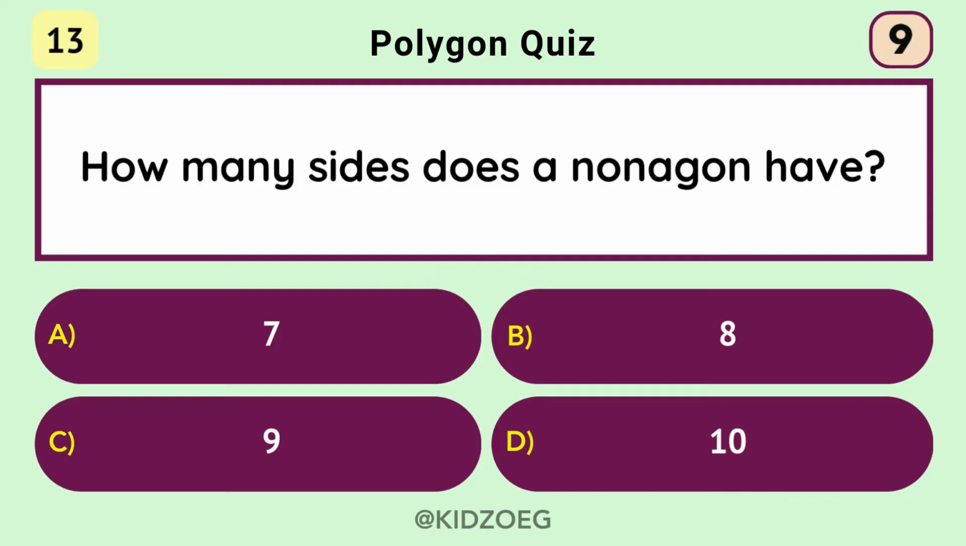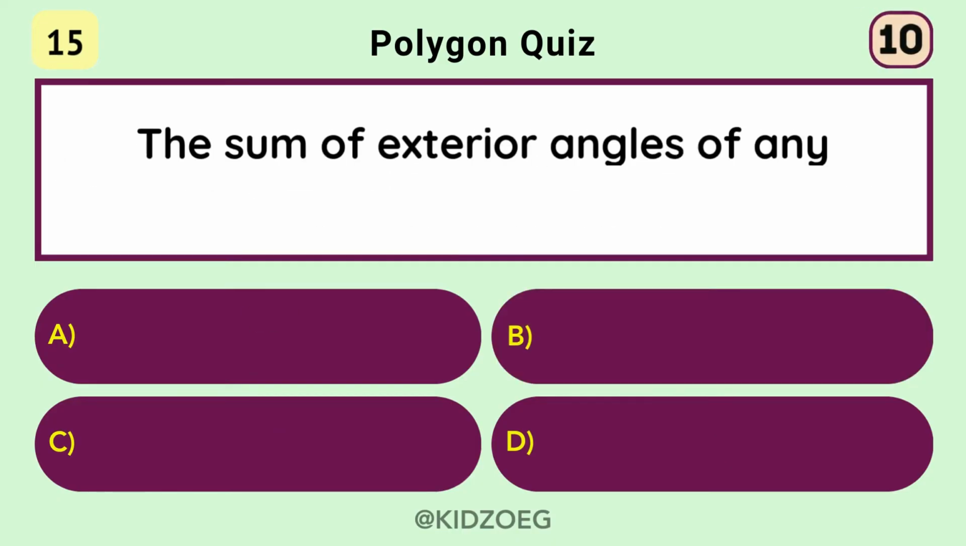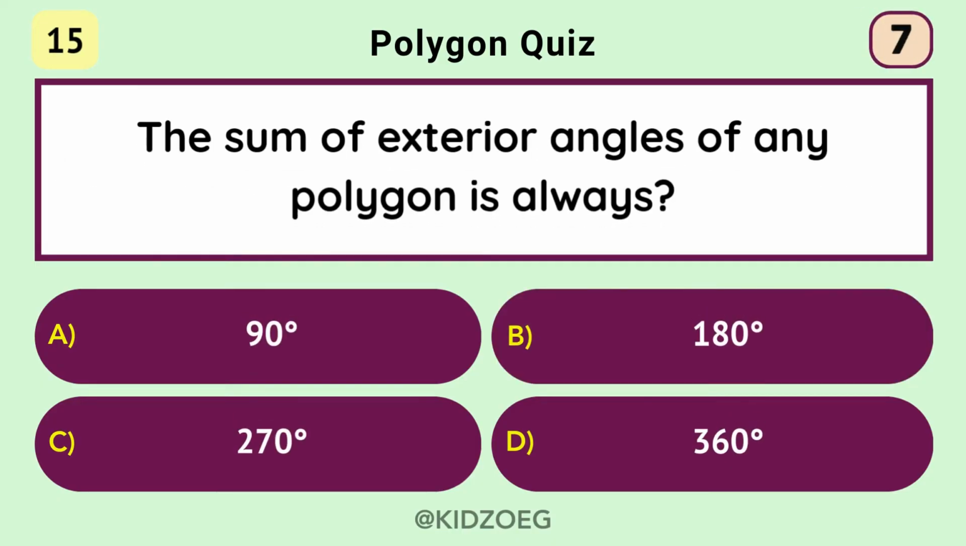How many sides does a nonagon have? Nine. How many sides does a dodecagon have? Twelve. The sum of exterior angles of any polygon is always? 360°.